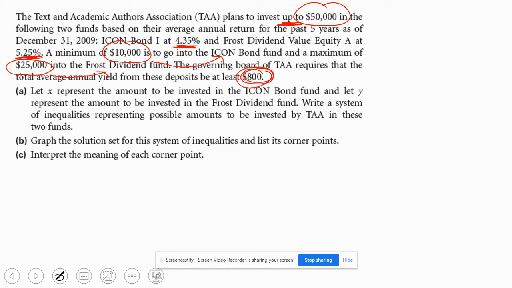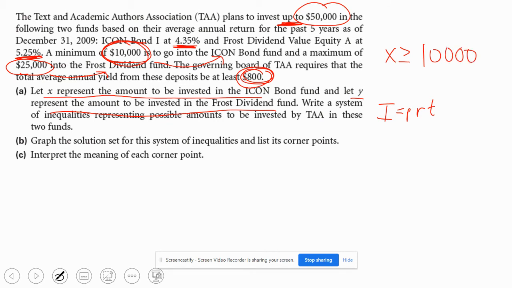And if you remember, the interest we earn is the rate times the amount. So sometimes it's called principal times rate times time. But it's the rate times the amount. So they even tell you here what to let x equal. Let x equal amount in the Icon and let y equal amount in the Frost. So we know a couple things about the Icon. We have to spend more than 10,000 in the Icon, a minimum of 10,000, so greater than or equal to.